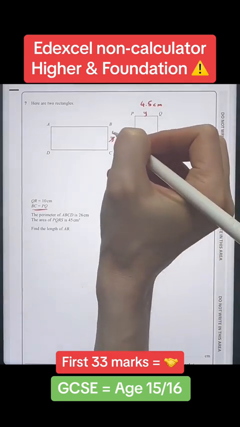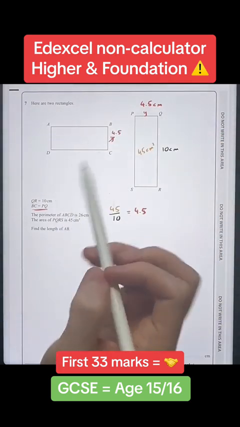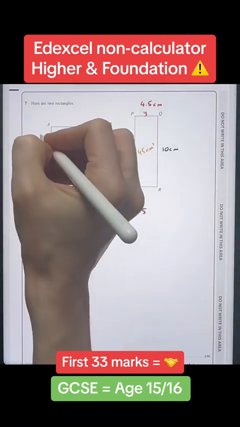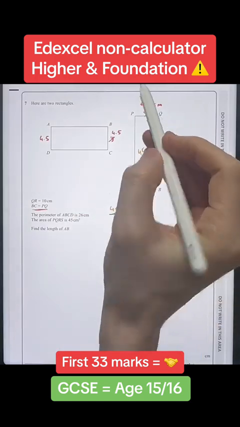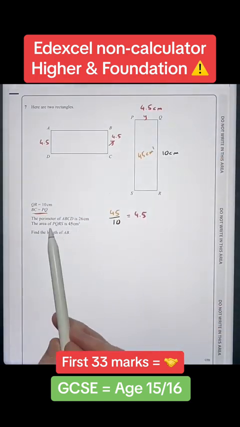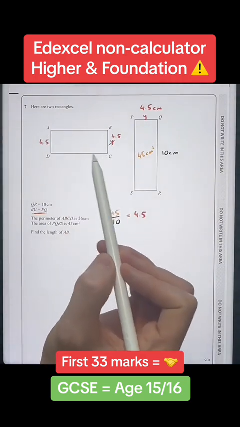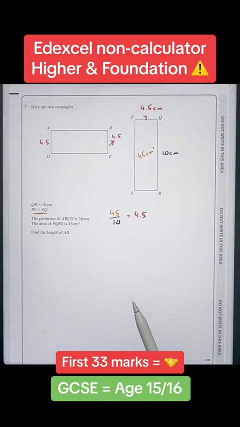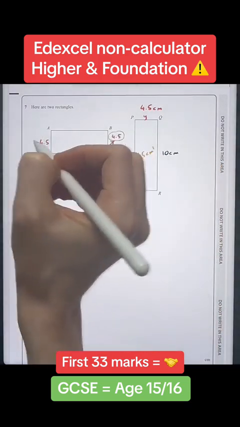So I can label this as being 4.5. As this is also a rectangle, I know opposite lengths of a rectangle are equal, so this is also going to be 4.5. I was told the perimeter of ABCD is 26 centimetres. Well, the perimeter is the total distance around the outside of my 2-dimensional shape. Therefore, I'm going to start by adding up the 2 sides I know.